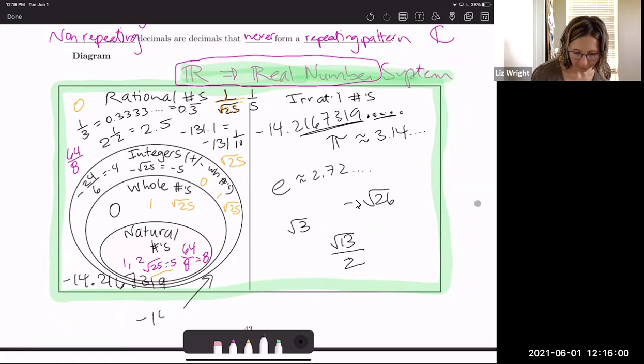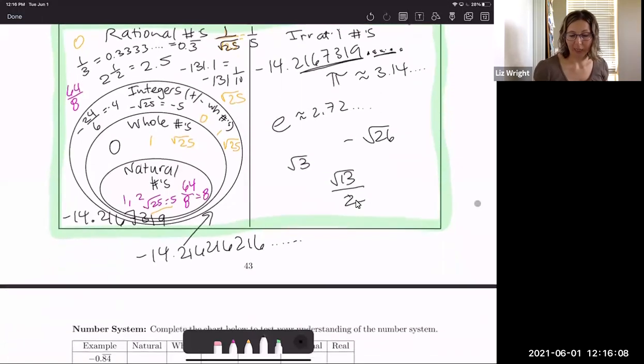If I did negative 14.216216216... Look at that. We see that there's a repeating pattern and it goes on forever. So we could actually rewrite this as negative 14.216, and we'd have the repeating bar. That is a repeating decimal.